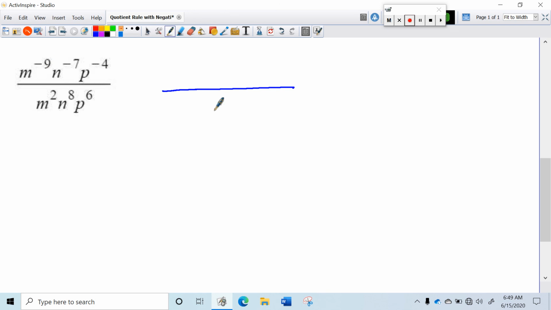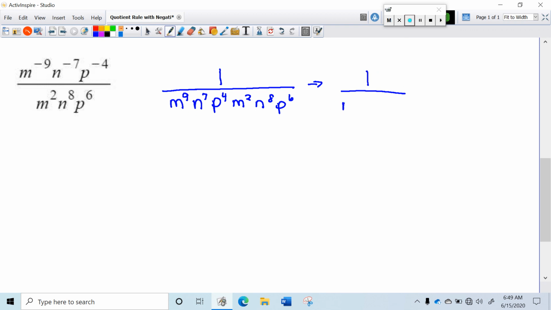The m has a negative exponent. Negative exponents move. Since it's on the top, I'll move it to the bottom. The n has a negative exponent, so I will move it. The p has a negative exponent, so I will move it. And then in the denominator, if you notice, all of them are positive exponents, so they stay where they're at. Now we still have a fraction because we have a denominator, but there's nothing left up top, so you need to put a 1. Okay, so when there's nothing left up top, you put a 1.